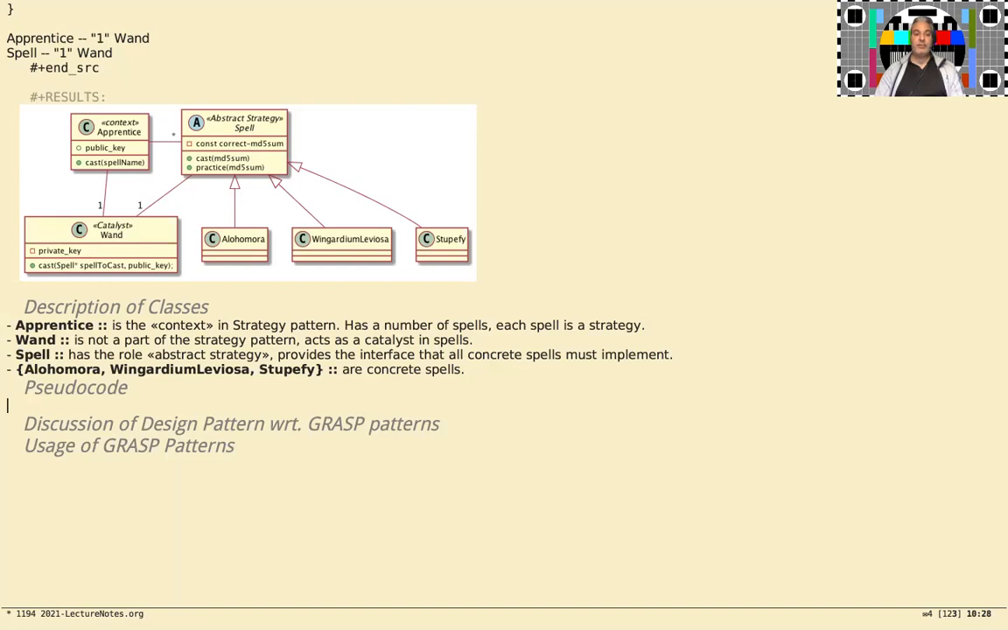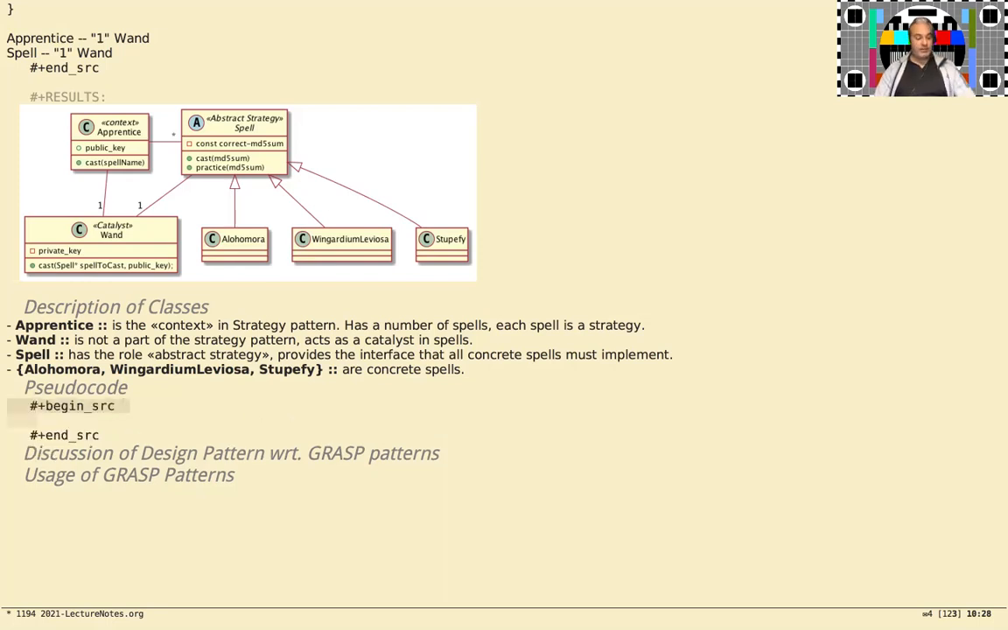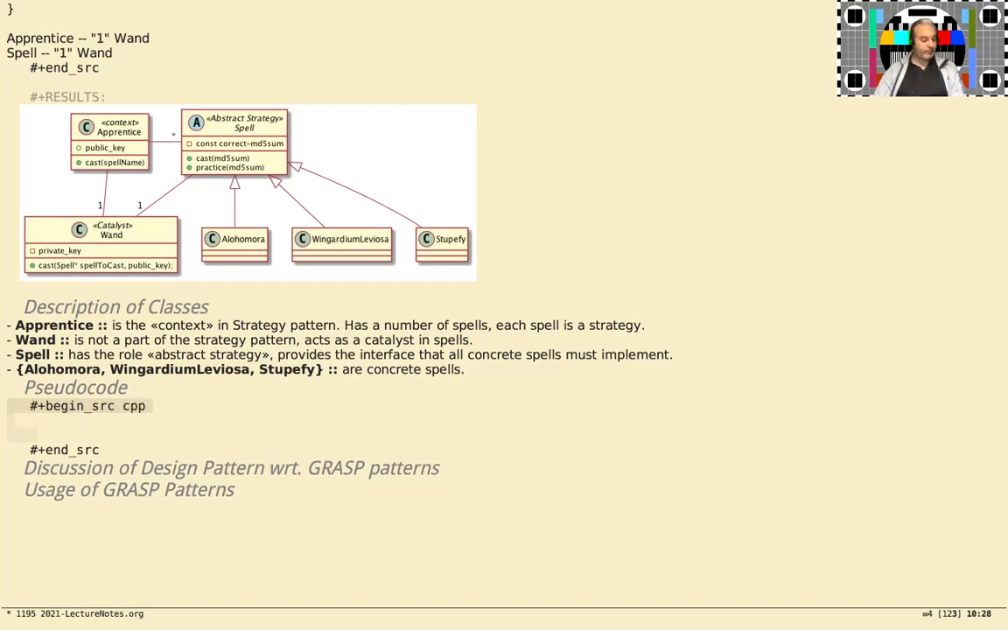And then the next step is to describe in pseudocode the different methods that are of relevance for how we are using the abstract strategy pattern. So let's define a few methods here. Let's do it in C++ this time.